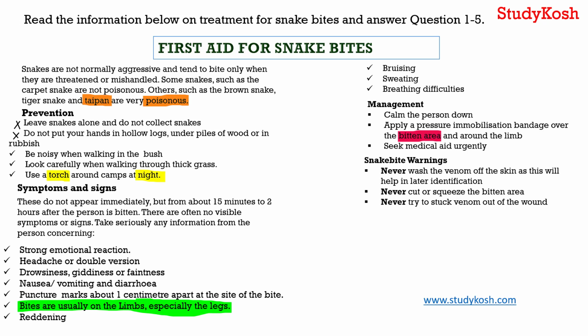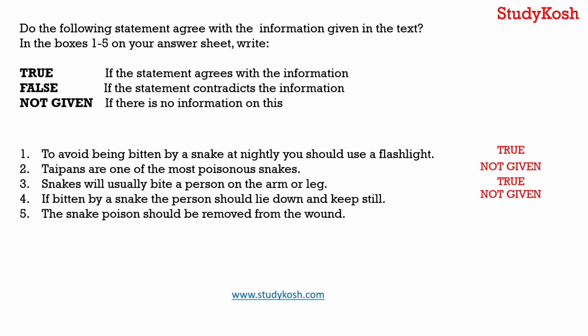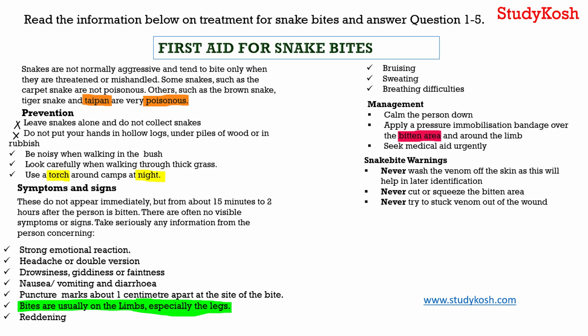It does not say to take the snake poison out of that area. So this contradicts the given statement in the question. So our answer for our last question, the snake poison should be removed from the wound, is false. This is how you need to attempt and find out the questions related to true, false and not given. The passage with the title First Aid for Snake Bites is the exact passage taken from the General IELTS reading exam. Since you can see that the passages are quite simple, the only key to reach your answer is to find the keywords and interpret them in a correct manner.